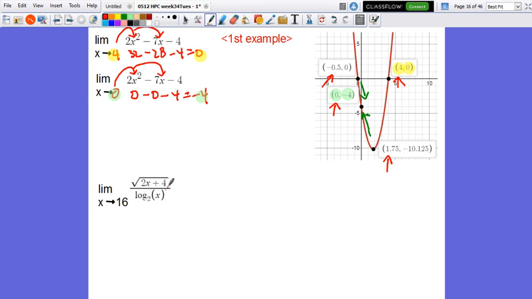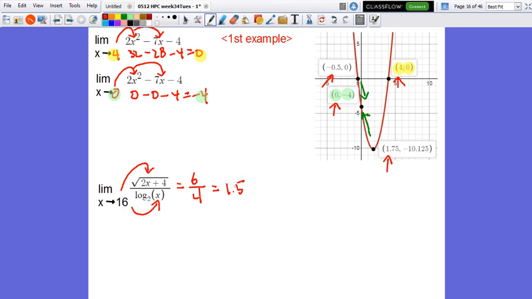I just put this example up here because it's supposed to be quote unquote hard. But you literally just plug in the 16 here and plug in the 16 there, and your numerator becomes 32 plus the 4, which is 36. Square root of 36 is 6. Log base 2 of 16, that's basically asking 2 to the power of what is 16? It's 4, and this becomes 1.5.